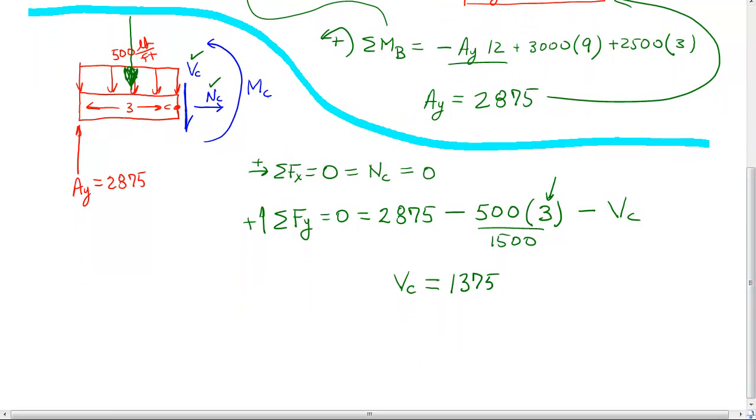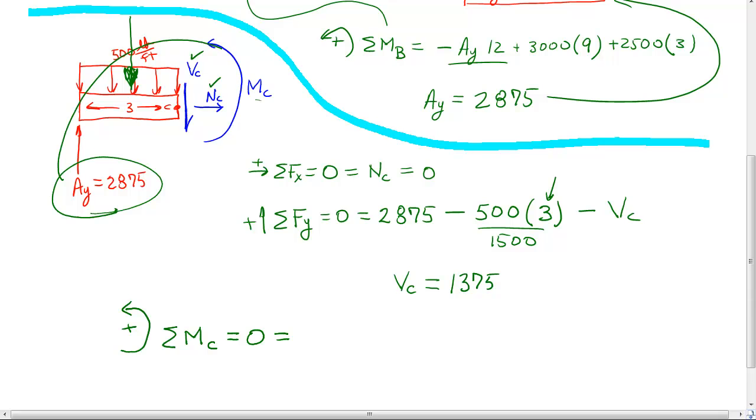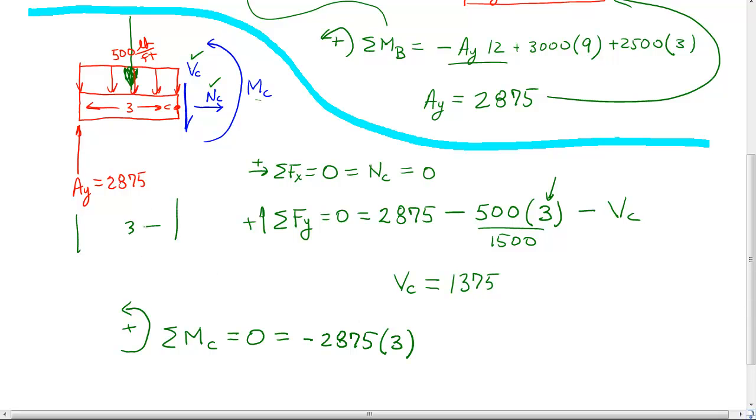Now the only way to find the moment is you have to use a moment equation. So I'm going to sum the moments, and I'm just going to go ahead and sum it about C. Might as well. I'll go ahead and make that positive. That's equal to 0. Now, this load is going like this around C. So it's a minus 2875, and its moment arm is 3 foot. 3 foot right here.